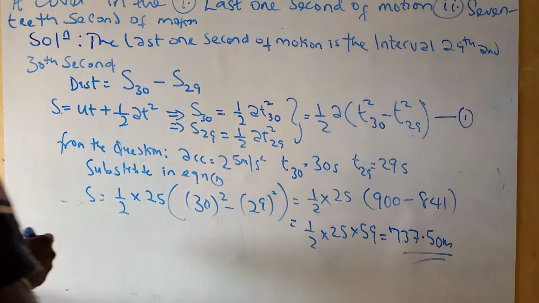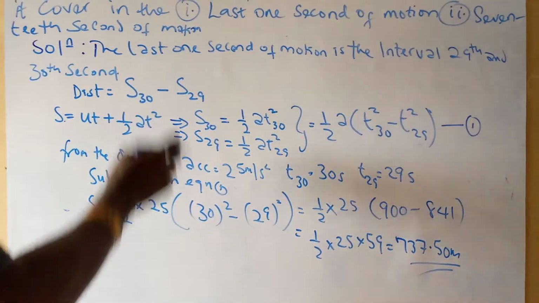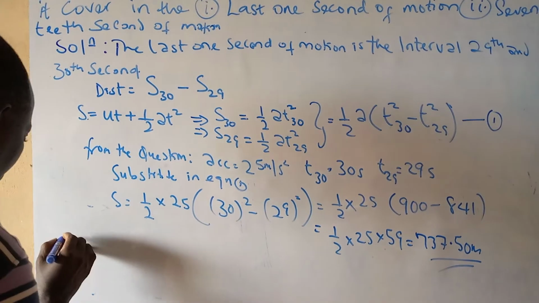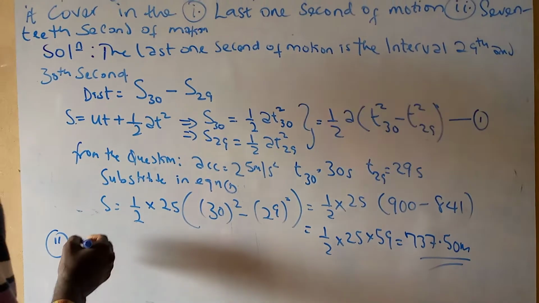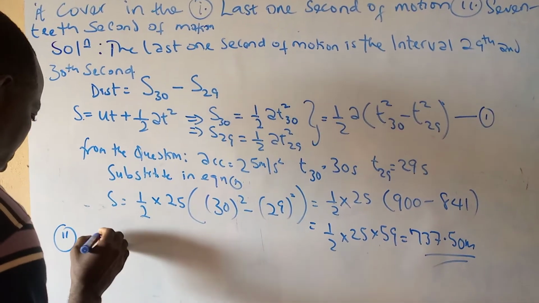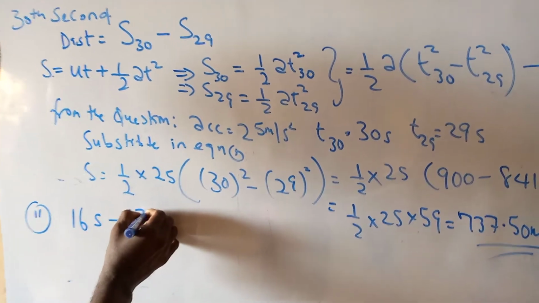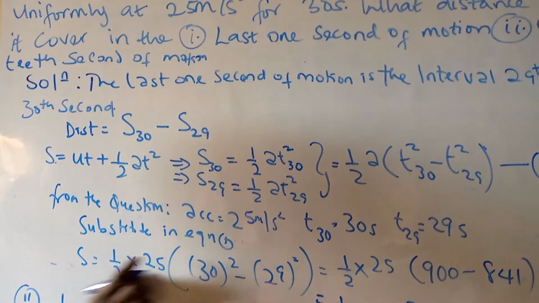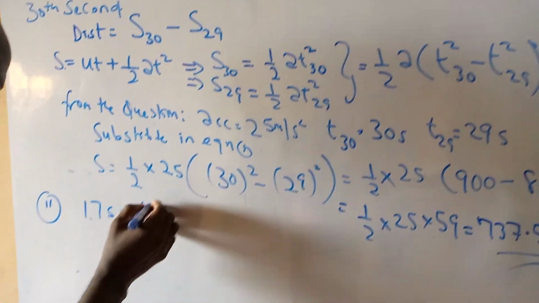Okay, quickly, let's do the last one. The last one says the 17th second of the motion. The last 17 seconds. That is 16 before 17. So we do the same thing. We do 17 seconds minus 16 seconds.